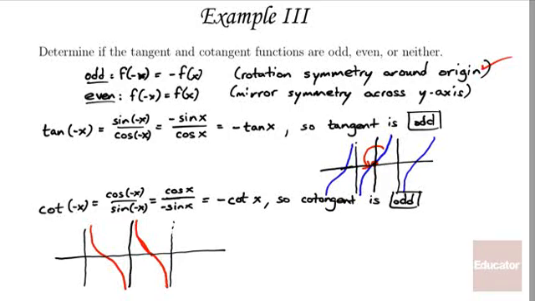So again, the cotangent function, if you draw a dot on the origin and then rotate the thing 180 degrees around the origin, the graph would look the same. So it has rotational symmetry around the origin, not mirror symmetry. And so the cotangent function is an odd function. It does not have mirror symmetry, because if you flipped it across a mirror on the y-axis, it would not look the same. So it's not an even function, but it does have that rotational symmetry around the origin.